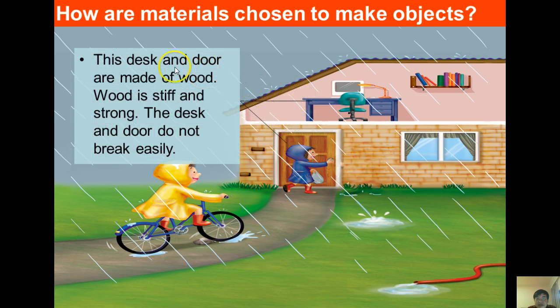Next, over here, the line drawn, you can see this desk and the door are made of wood. Wood is stiff and strong, strong enough to hold the wooden top and the legs, broad enough and strong enough to hold a computer. It is strong and stiff. It won't bend, it won't be flexible. The desk and the door do not break easily.